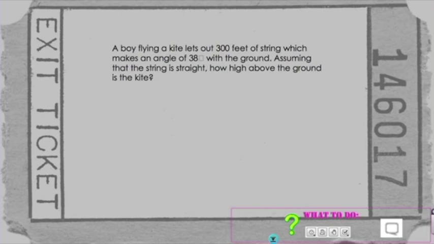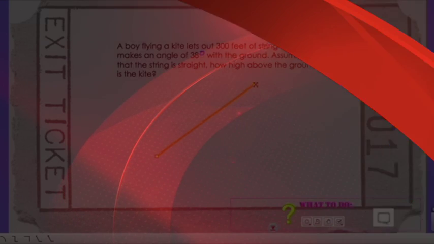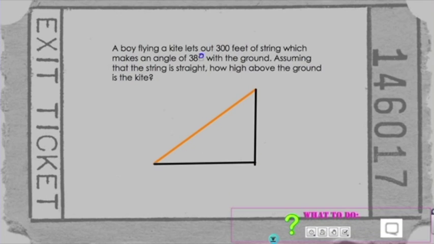A boy flying a kite lets out 300 feet of string, which makes an angle of 38 degrees with the ground. Assuming that the string is straight, how high above the ground is the kite? So let's draw a triangle, obviously a right triangle, since that's what our whole unit is about, to depict this scenario. We have the boy flying a kite on a string. The rest of the triangle comes from the distance from the kite directly straight down to the ground, and then the third side is the ground.